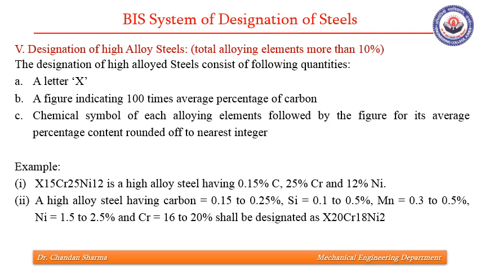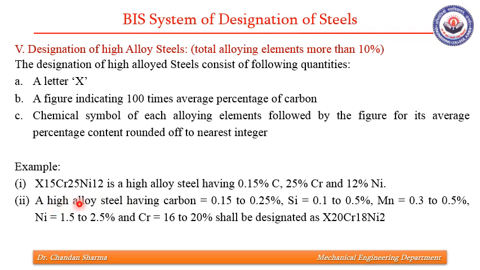For example, X15Cr25Ni12. See, this is starting with X, that means this is a high alloy steel. So the 15 immediately following X is the percentage of carbon. So 15 divided by 100 is 0.15, it is having 0.15% carbon. Chromium 25, it is the percentage of chromium directly, without any factor, without multiplying, without dividing it by anything. And nickel is 12%.